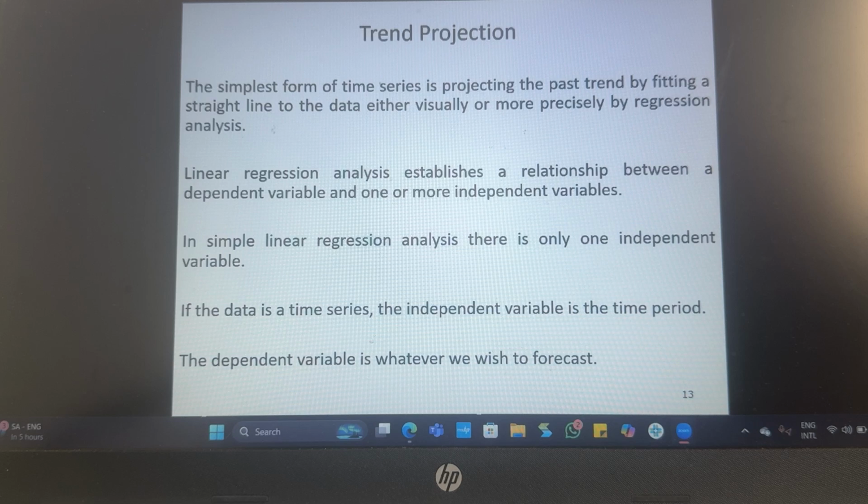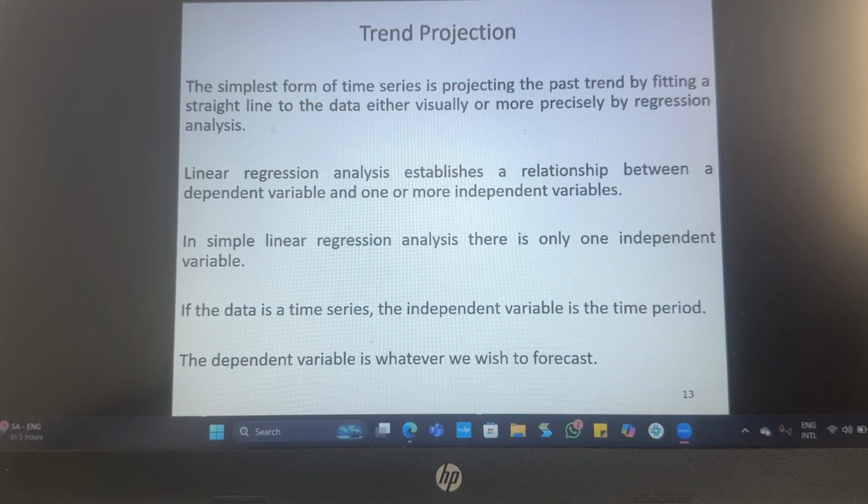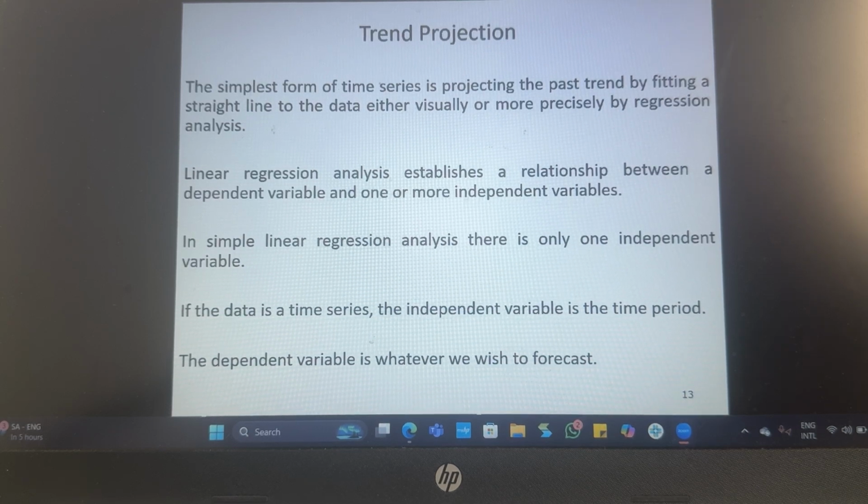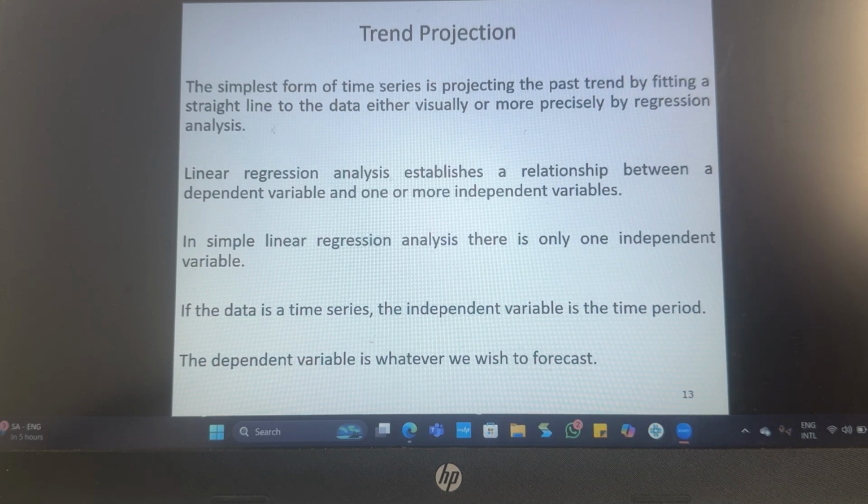Right. Come back to trend projection. Projection is another word for forecasting. The simplest form of time series is projecting the past trend by fitting a straight line to the data, either visually or more precisely by regression analysis. I think you'd better read the same sentence a couple more times.